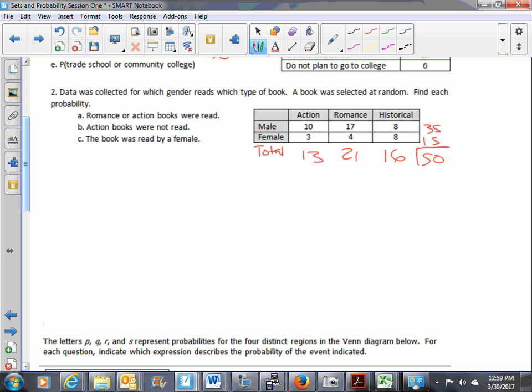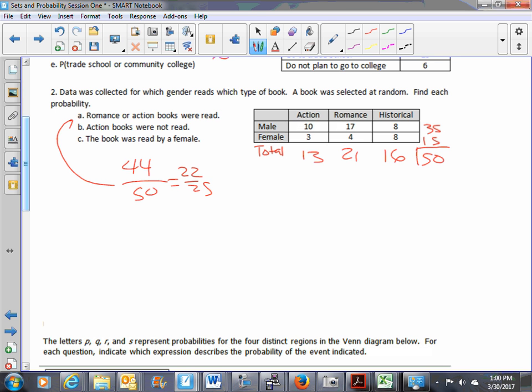Okay, so now the probability that a romance or action book was read. Well, now romance is 21, action is 13, so we get 44 on the top and 50 on the bottom. Now this does reduce to 22/25, and that would be the answer to A.